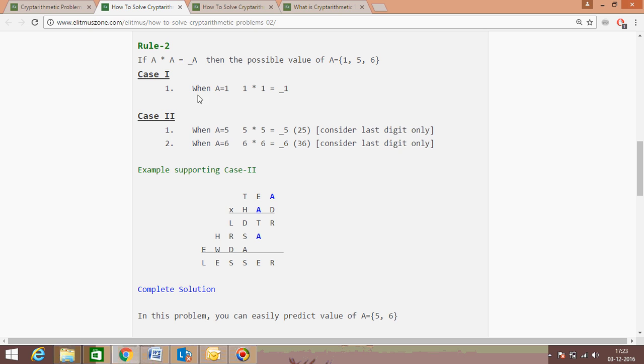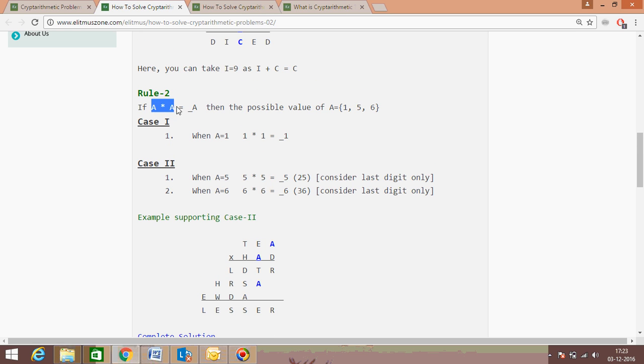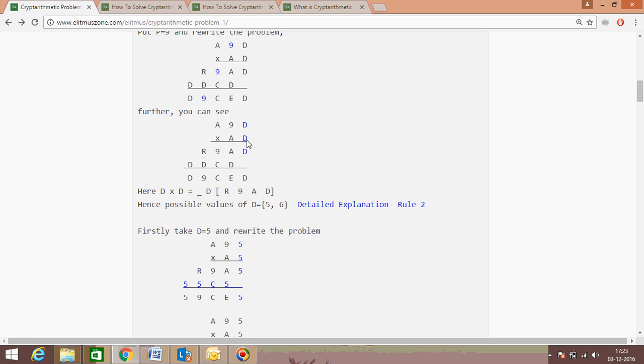You can see here, when A is equal to 1, meaning 1 cross 1, the last digit is 1. When you take A is equal to 5, 5 cross 5 results in 25 and the last digit is 5. You have to consider only the last digit. The same goes for A is equal to 6: 6 cross 6 is 36, the last digit is 6. So this satisfies the relation A cross A is equal to A. Here D cross D is coming as D, so the possible values of D are 1, 5 and 6.